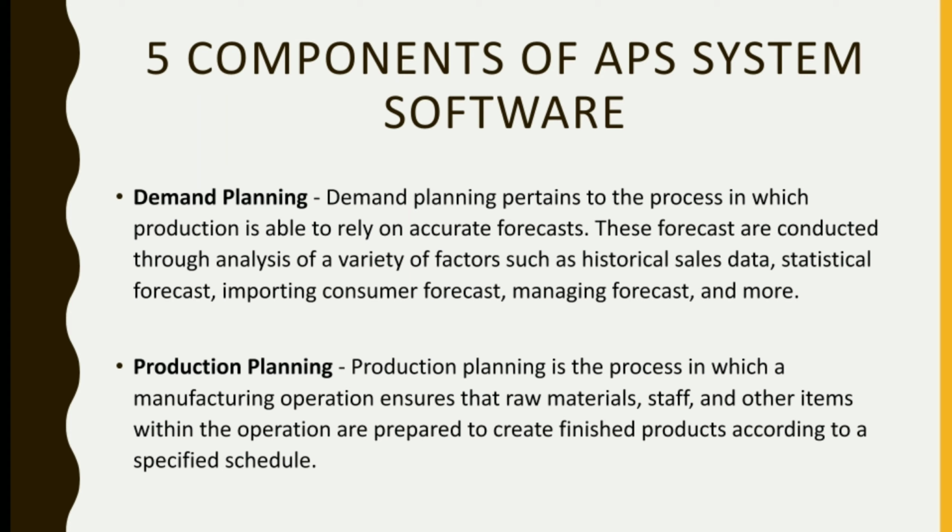Number 2 is the production planning. Production planning is the process in which a manufacturing operation ensures that raw materials, staff, and other items within the operation are prepared to create finished products according to a specified schedule. A production plan can serve as a guide for a company's production activities and establishes a sequence of activities that must be carried out in order to achieve a production target.